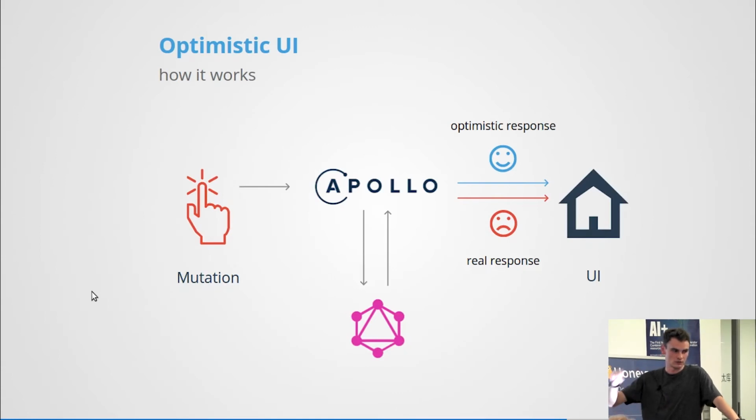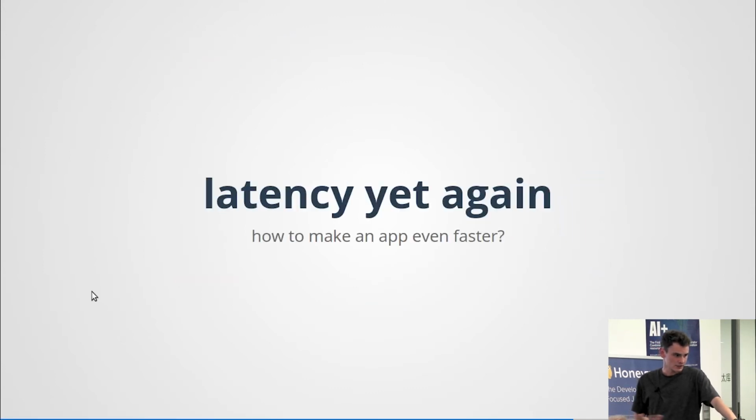So we do the mutation, Apollo does some magic things, and then we send the optimistic response to the UI. At the same time, the actual request is made, so we can also compare the result to invalidate it. So yeah, this is how it works. And the latency yet again. So how can we make our apps even faster?